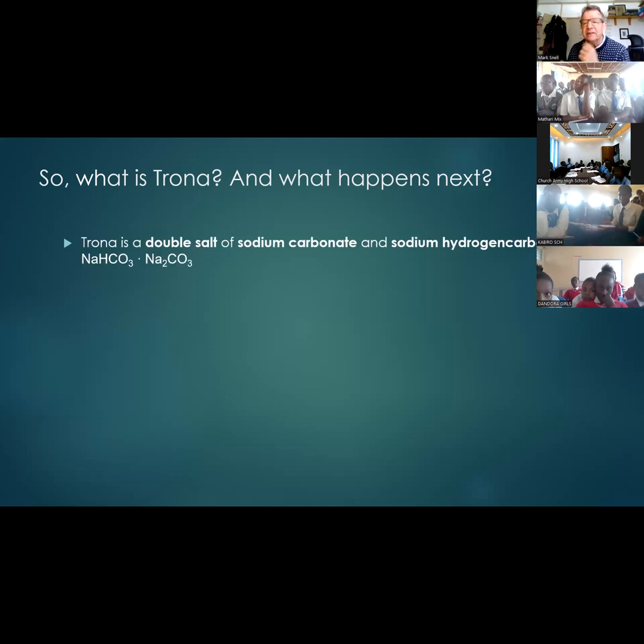This is what it is. It's what we call a double salt. It is sodium hydrogen carbonate and sodium carbonate. You need to know this. Sodium carbonate and sodium hydrogen carbonate. Now I'm going to stop sharing just for a minute so I can show you what that means in practice. So I'm going to just change to my other screen.